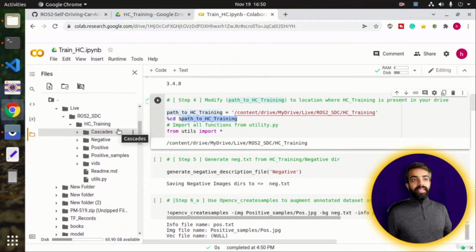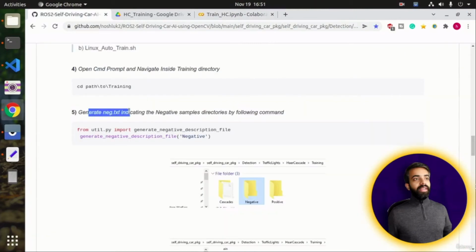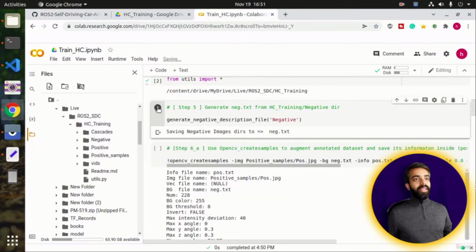Once it has done that, we execute step 5, which, if you look in our readme, is to generate the negative.txt from the negative samples present inside the negative directory, inside the training directory. All it requires is the negative directory location, which is like this. So we simply call this function inside our Colab and click this.